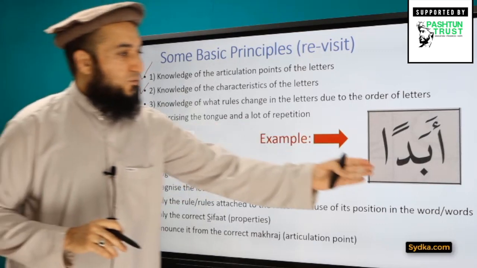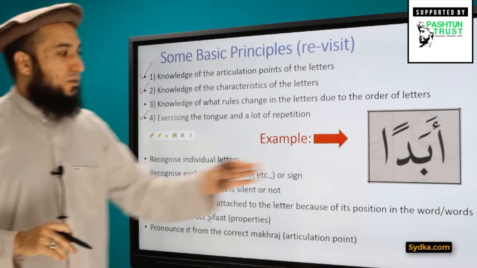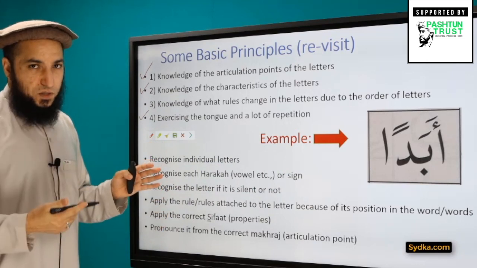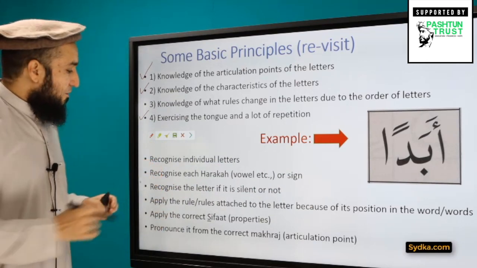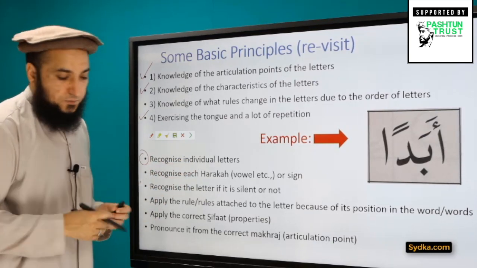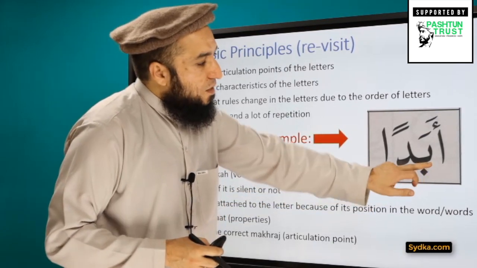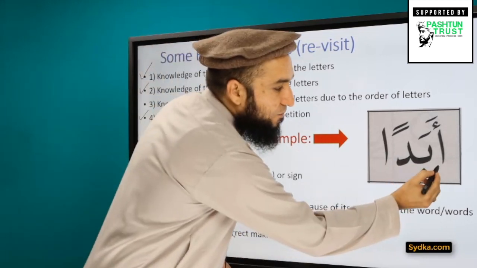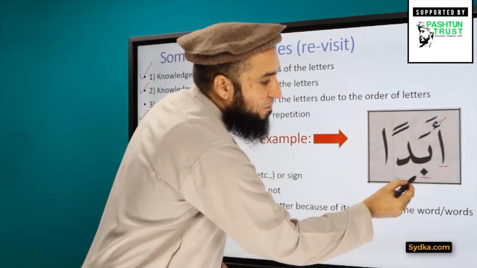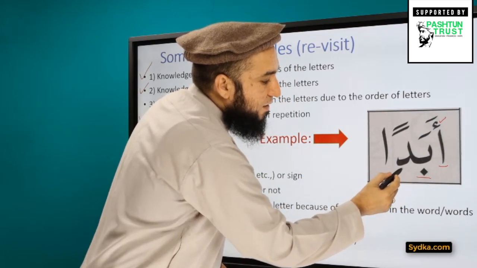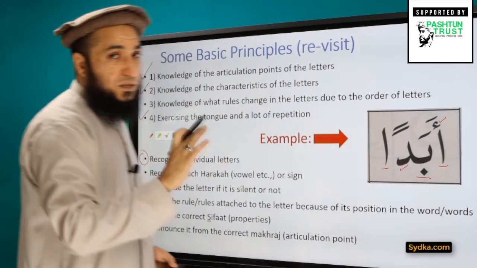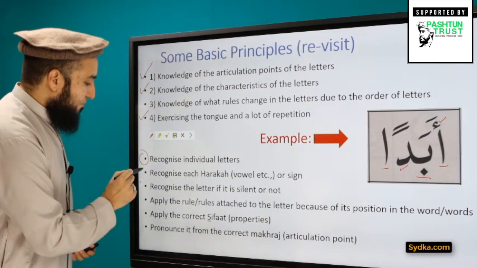So if we are given a word, we have to apply these steps to make our reading or recitation easy. The first one is recognizing individual letters. So if we go to here, the first one is alif, second one is hamza, third one is ba, and next one is dal. And the final one is alif. So we recognized individual letters, step 1.